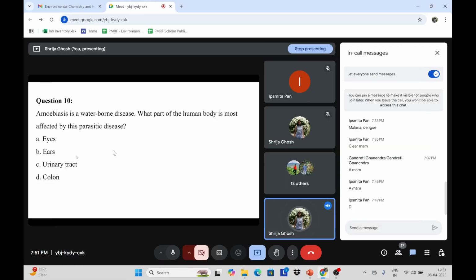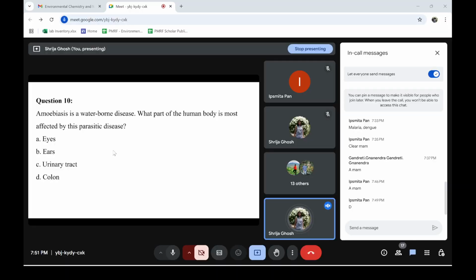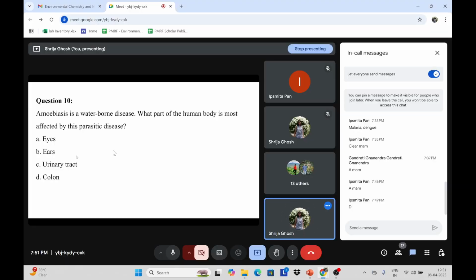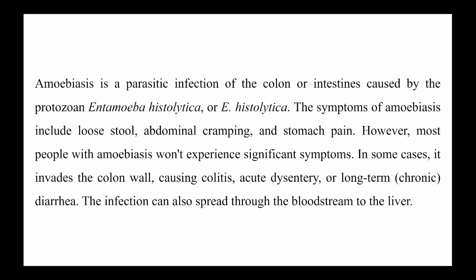What part of the human body is affected by this parasitic disease? Amoebiasis: eyes, ears, urinary tract, or colon? Okay, let's see the answer. Option D is the correct answer, colon. Amoebiasis is a parasitic infection of the colon or intestines caused by the protozoan Entamoeba histolytica. So this protozoa causes this disease.